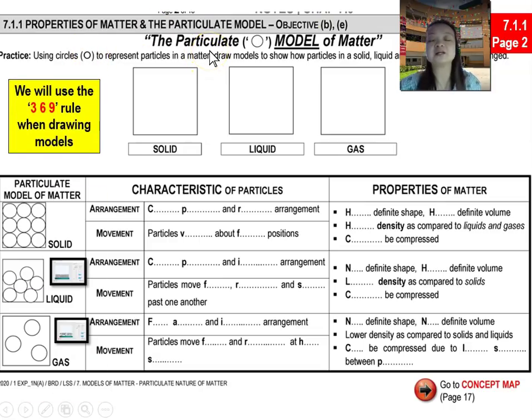We are going to practice the 369 rule. Now what does that mean? That means in order for us to draw solid particles, we must have 9 particles.